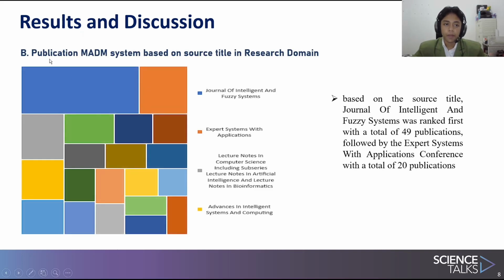Then we go to publication MADM system based on source title in research domain. The 10 most influential source titles identified in the last 40 years give an overview of MADM system. The picture shows that the Journal of Intelligent and Fuzzy Systems is rank 1 with a total of 49 publications. This means it has been the most influential source title in MADM system for the last 40 years. Expert Systems with Applications had 20 publications, followed by Lecture Notes in Computer Science, including the sub-series Lecture Notes in Artificial Intelligence and Lecture Notes in Bioinformatics, which has 17 publications.